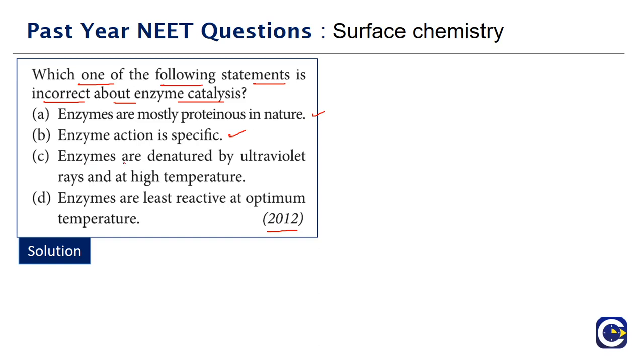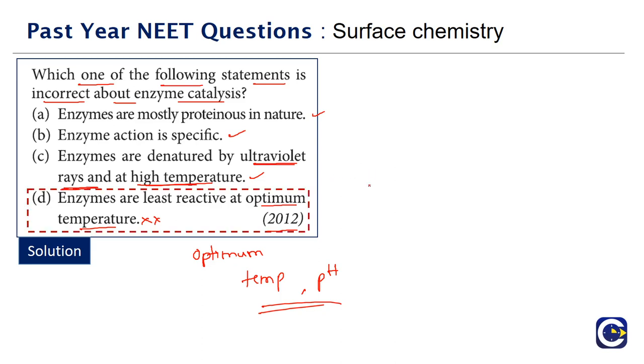Option C is saying that enzymes are denatured by ultraviolet rays and at high temperature. So basically under conditions of high temperature or when we incident UV rays on the enzyme, the activity of the enzyme can be denatured. So this is also a correct statement. Option D is saying that enzymes are least reactive at optimum temperature. So this is incorrect. The idea of optimum temperature and the optimum pH value are basically the conditions under which the enzyme activity will be very high. So the incorrect statement is option D.